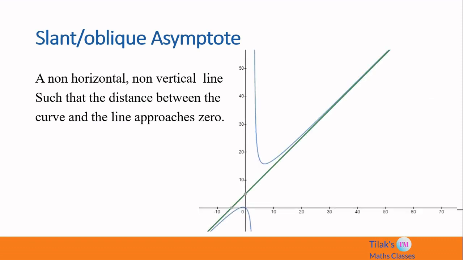There is a curve and then there is a straight line which is neither horizontal nor vertical, and the distance between these two is tending to 0. But how do we determine an oblique asymptote? We know that when x is tending to infinity, the curve has to become like a straight line.